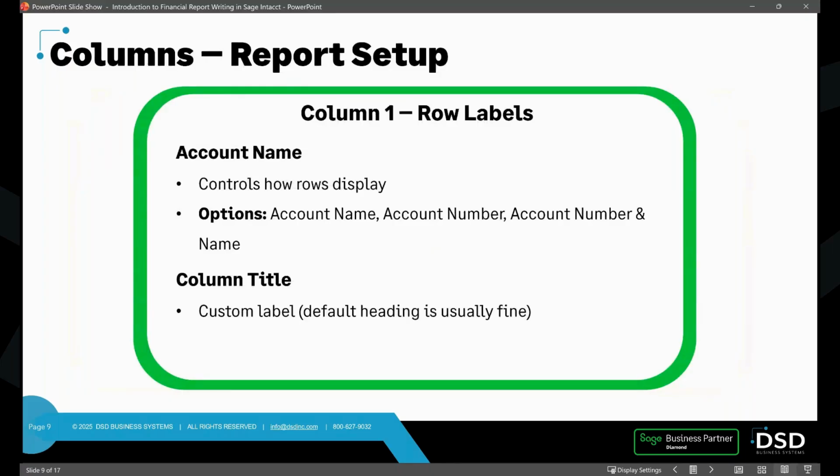So column one, this is where you'll start bringing in the data. We'll start building out the data that you want to run the report for. The first column is usually going to be the account name. You can leave it as account name, or you could change it to just the account number, or you could have a combination of the two and have account number and name. You can also customize the labels by changing the titles to something that's more fitting for the data that you're trying to pull in.